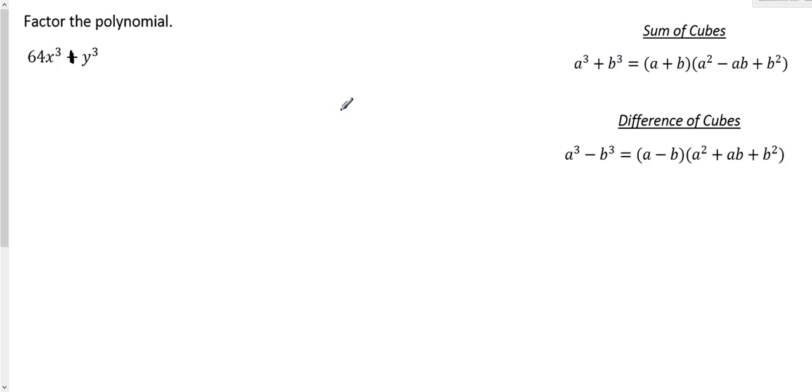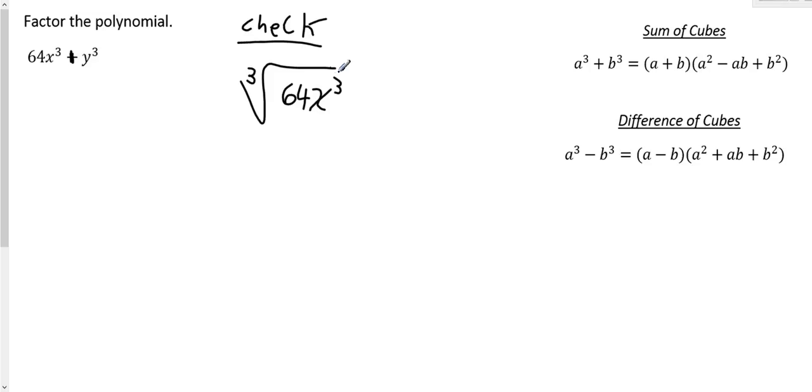So, let's go ahead and check to see if these are perfect cubes or find their cube roots. I'm going to check to see if this is indeed a sum of two perfect cubes by finding the cube root of 64x to the third. The cube root of 64 is 4, and the cube root of x to the third is x. And then the cube root of y to the third is just y. So indeed, I have a sum of two perfect cubes.